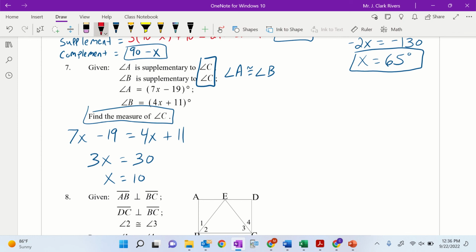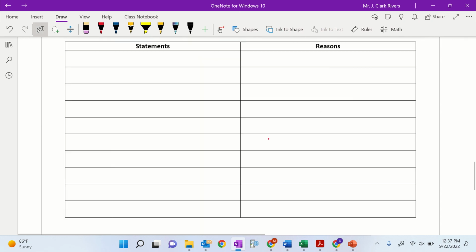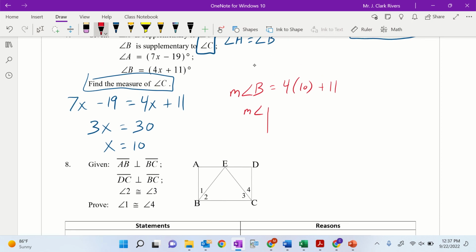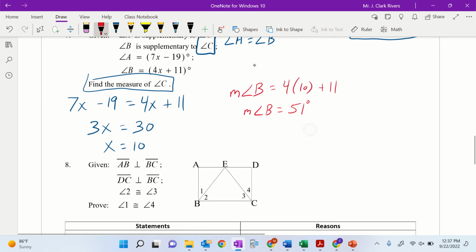Remember, A and B are both supplementary to angle C, so let's find the measure of either A or B. I'll find the measure of angle B. That's 4 times x, that's 4 times 10, which is 40, plus 11. The measure of angle B is equal to 40 plus 11, which is 51 degrees.